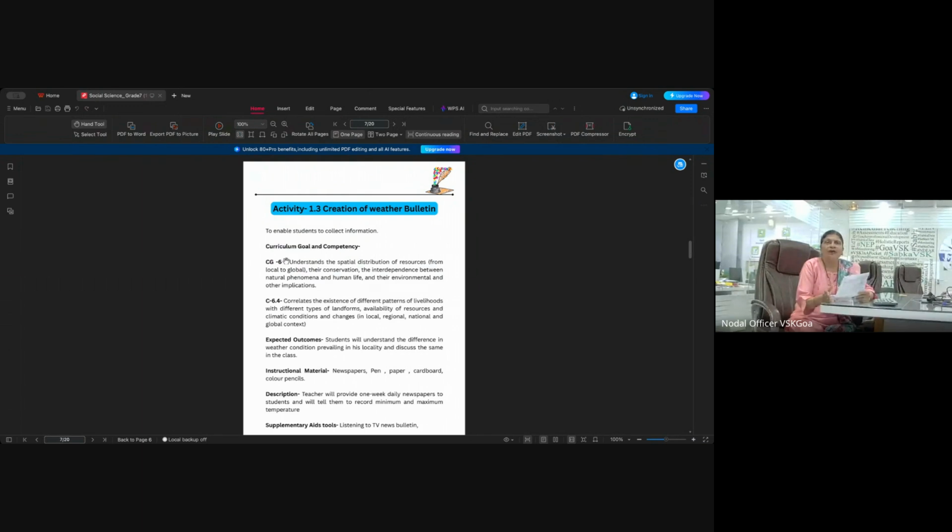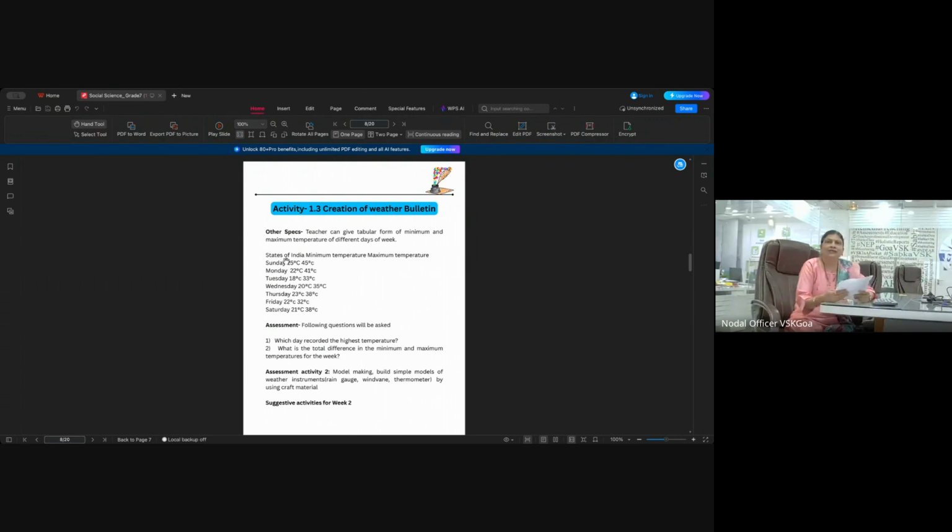This is one way she can ask, or the other way is directly telling the children to watch the weather record and note the weather of a week, maximum and minimum temperature, like that. She can also conduct this activity by way of assessment, like telling the children to build simple models of weather instruments like rain gauge or wind vane or thermometer. So it's up to the teacher.